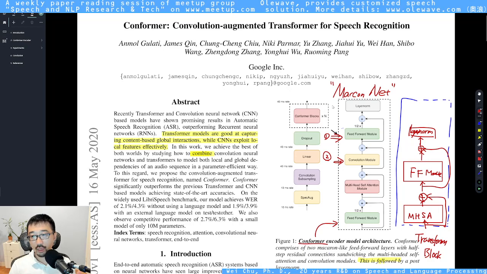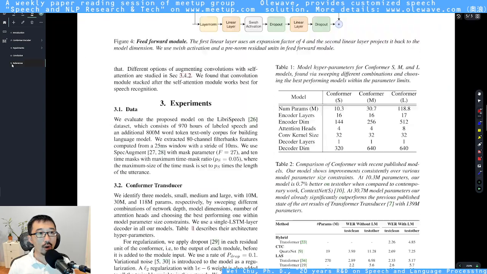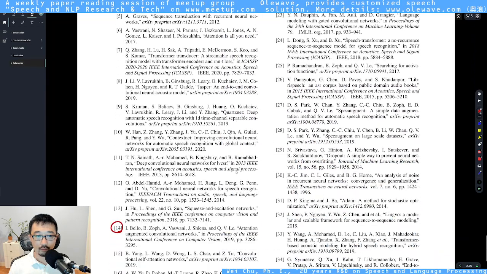The Macaron Net authors use it in their paper, but Macaron Net was tested on machine translation. The authors didn't try it on speech recognition. Well, these authors said, okay, can this thing work for speech recognition? They gave it a try. It worked so well. For those of you interested in Macaron Net, I recommend you read the reference, not the 14.